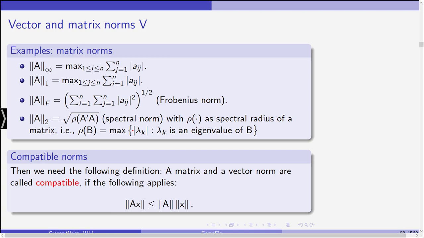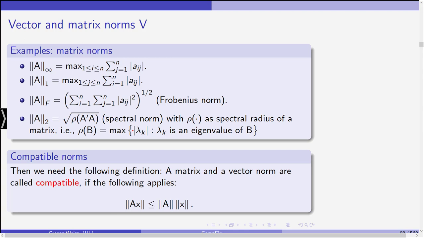And we also have the so-called spectral norm, which is the square root of the spectral radius rho of the matrix, and the spectral radius is the maximum absolute eigenvalue of the matrix, and you probably remember this from your linear algebra class in the first semester. We have a spectral norm, a spectral radius and eigenvalues of a matrix.